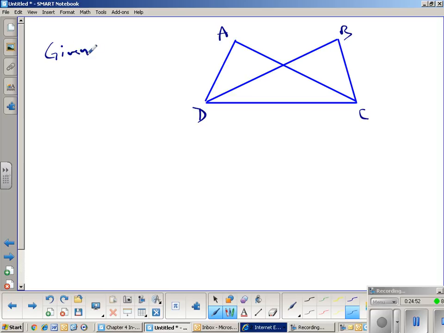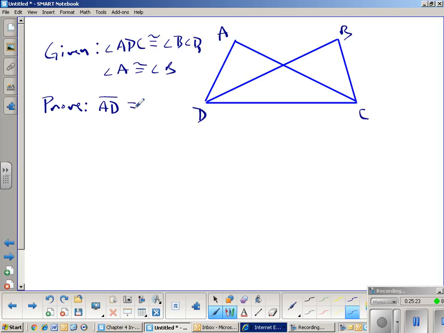is that angle ADC is congruent to angle BCD, and angle A is congruent to angle B. And we want to prove segment AD is congruent to segment BC.